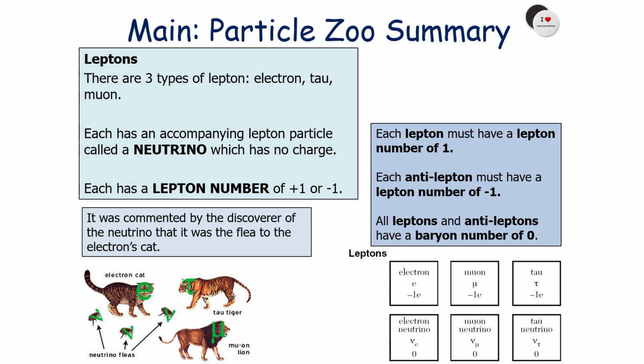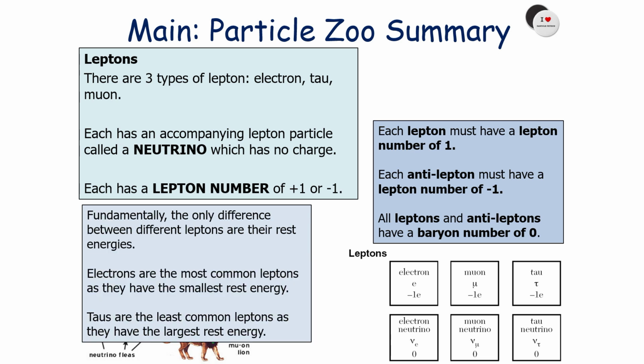So leptons, there are three types of leptons: electron, tau and muon, and each accompanying lepton particle has a neutrino which has no charge. Each lepton has a lepton number of +1 or -1. Now fundamentally the only difference between leptons is their rest energies. Electrons are the most common leptons as they have the smallest rest energy, and taus are the least common as they have the largest rest energy.